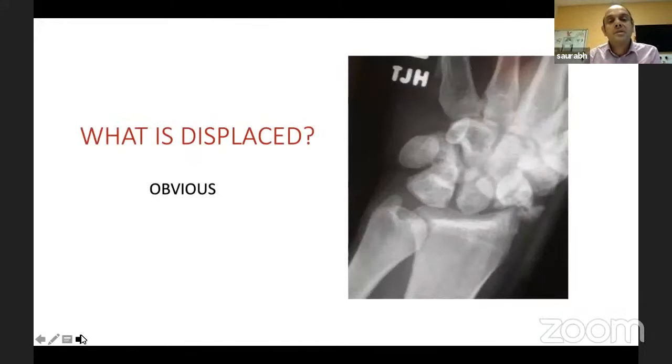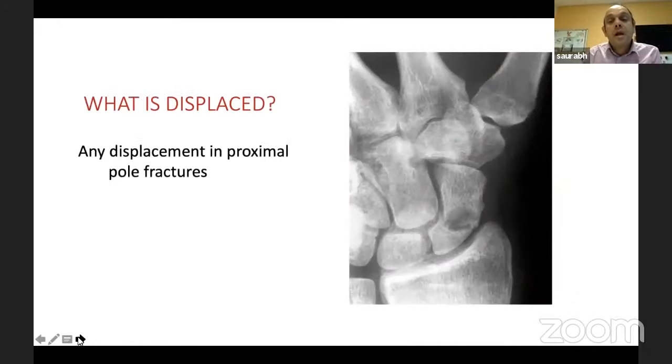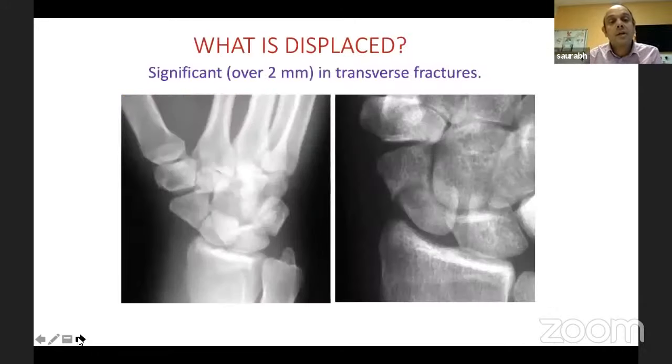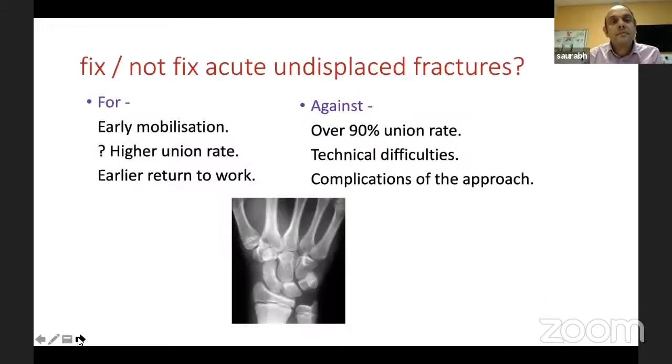So what is displaced? Obviously, in a fracture like this, this is a transcaphoid perilunate, it is displaced. It is very obvious. No marks for that. Proximal pole, any steps, any displacement that you see is considered displacement, and they all need to be fixed. In a waist, however, the latest evidence in the latest journal says it should be 2 millimeters and above. Not 1 millimeter, 2 millimeters and above. So that's the definition of displacement.